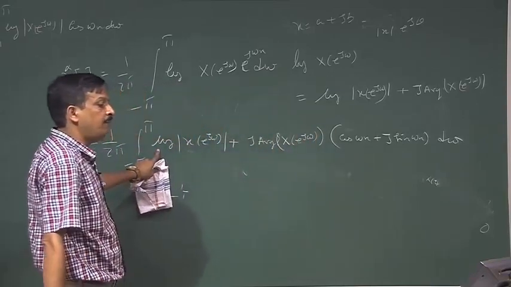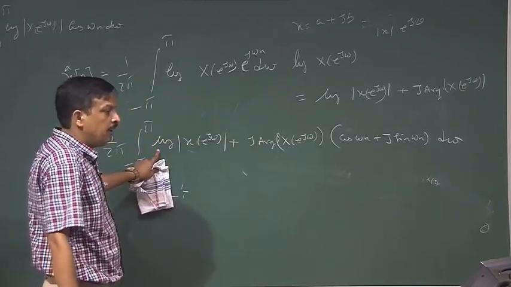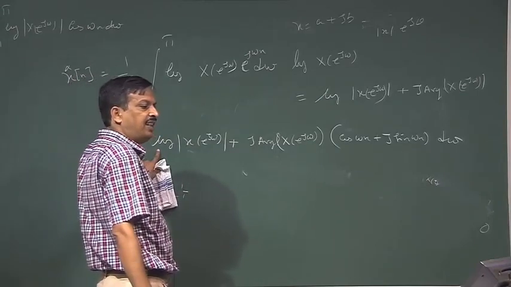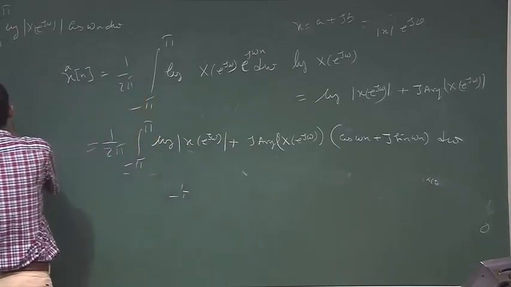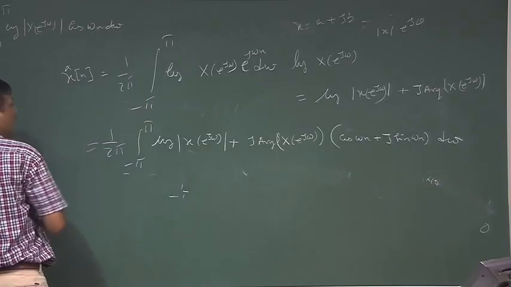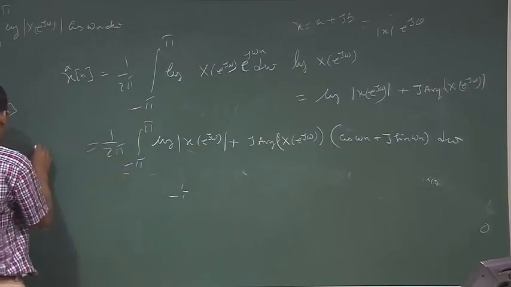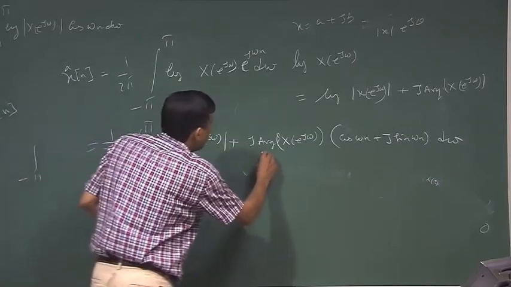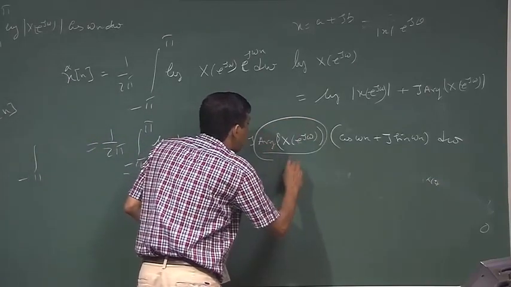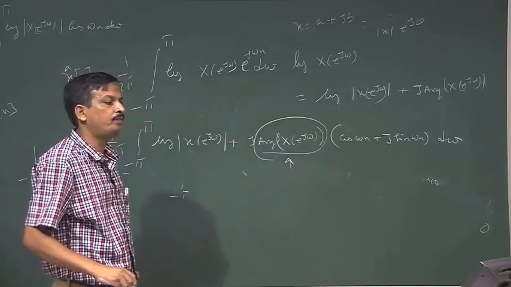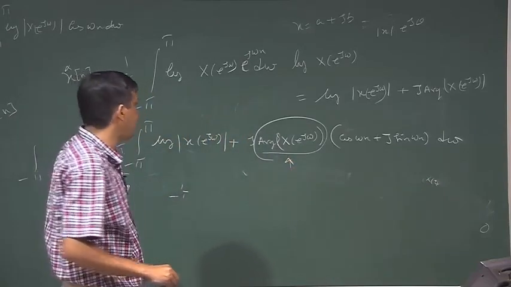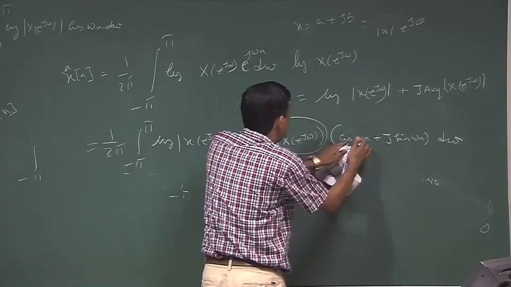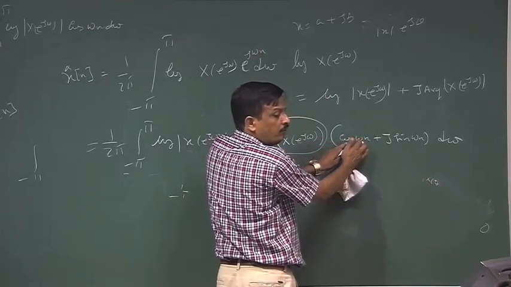Again I can say that for xn real, the odd component, minus pi to pi, arg of e to the power j omega, only the odd component exists, only the odd function exists. So, this multiplied with cos omega n will be 0.